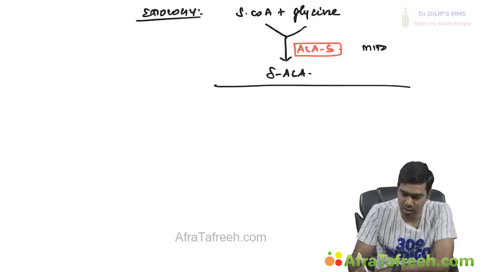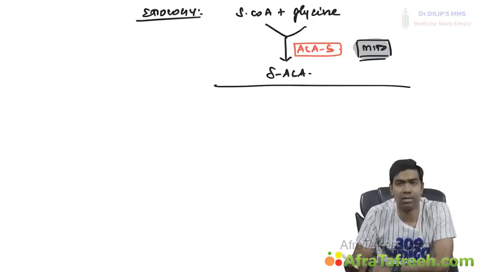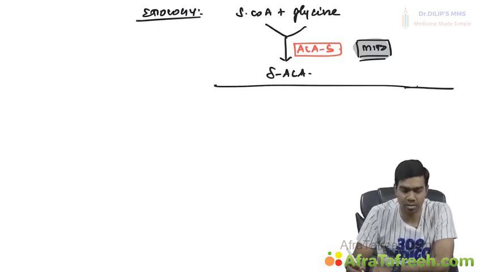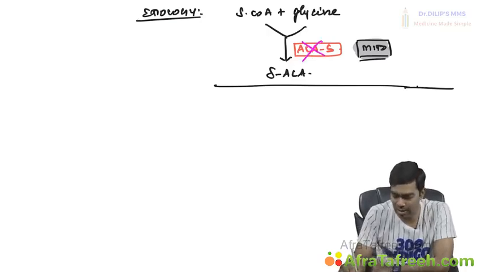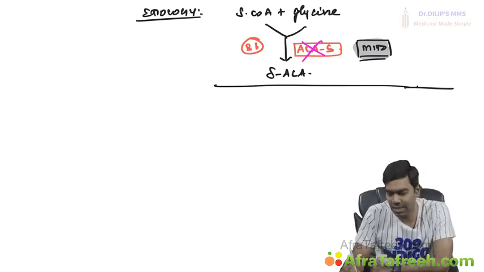You all know very well this happens in the mitochondria. So this is the rate-limiting step in heme synthesis. The majority of the problems of sideroblastic anemia will be in the ALA synthase enzyme. This step also needs a very important cofactor called pyridoxine. You need B6, pyridoxine, which is a very important cofactor.